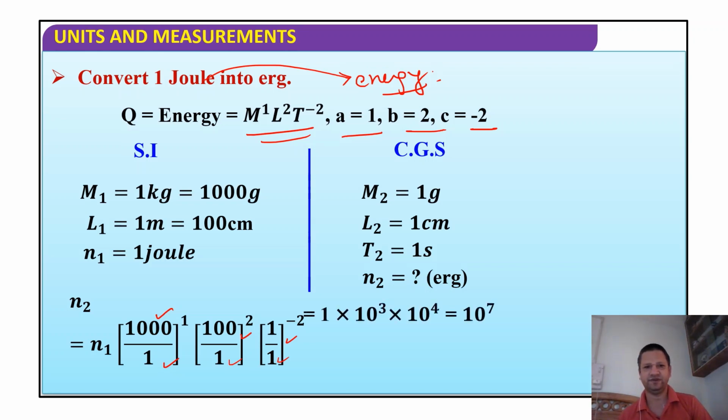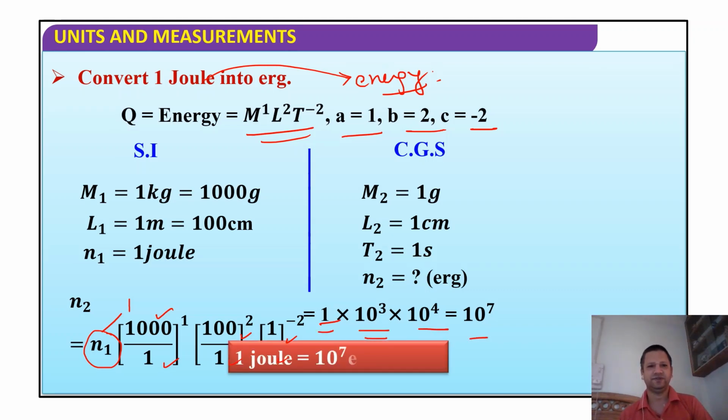Substituting the value n1 equal to 1 joule, 10 to the power 3 and 4 becomes 10 to the power 7. So 1 joule is equal to 10 to the power 7 erg. How smartly the dimensions help us to convert from one system of unit into another system of unit.